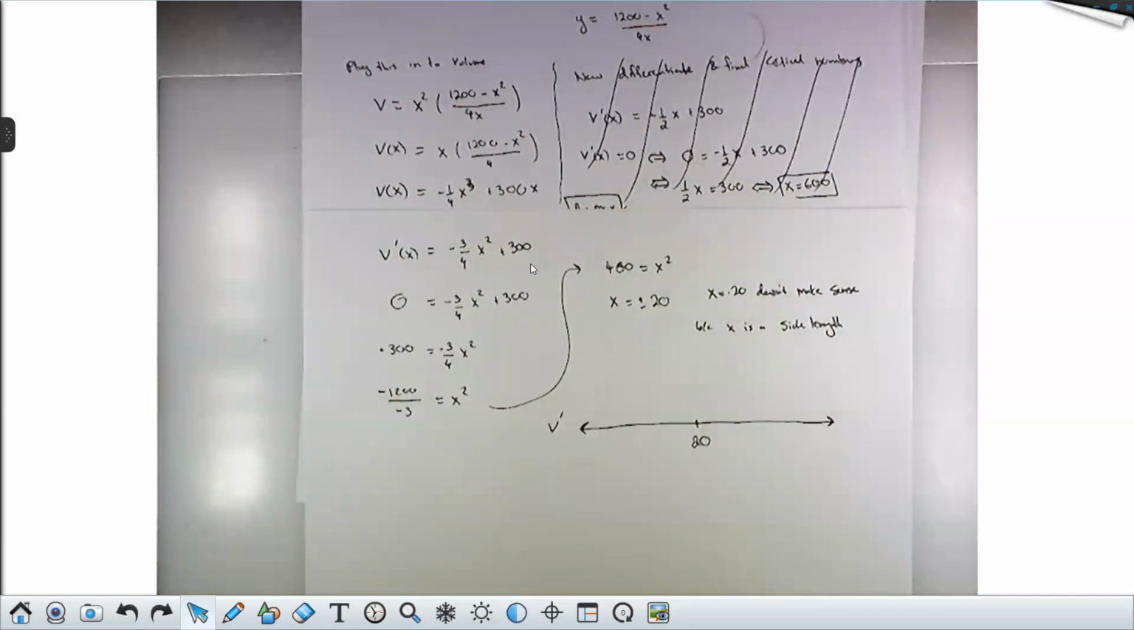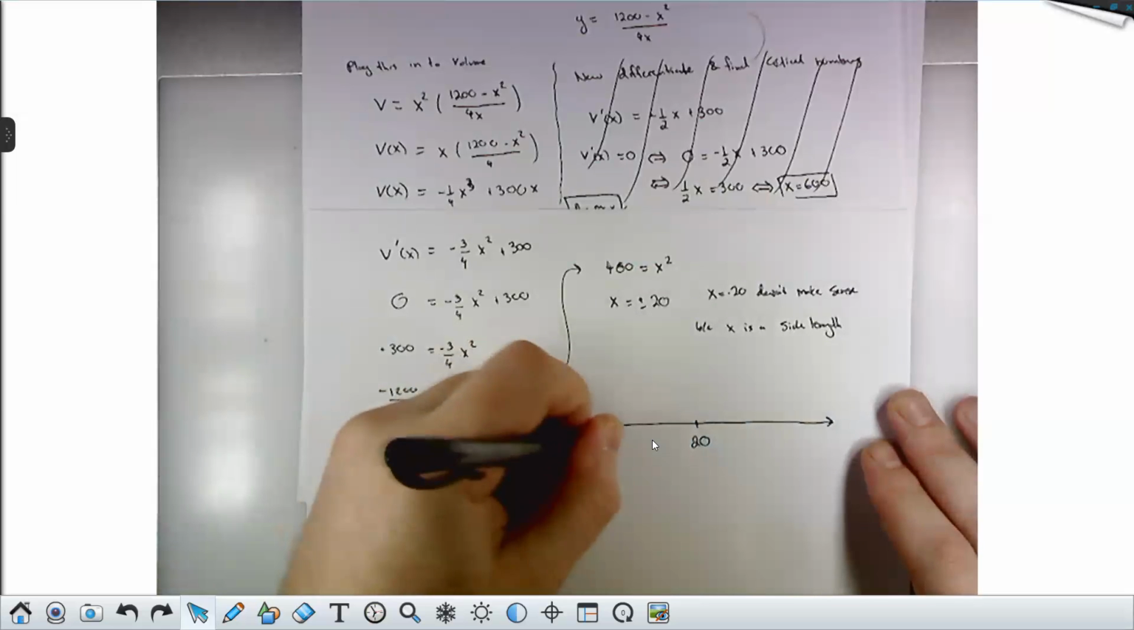The 0 is a lower bound on the reasonable values for x. So I'll need to test something between 0 and 20 here and something to the right of 20 here.